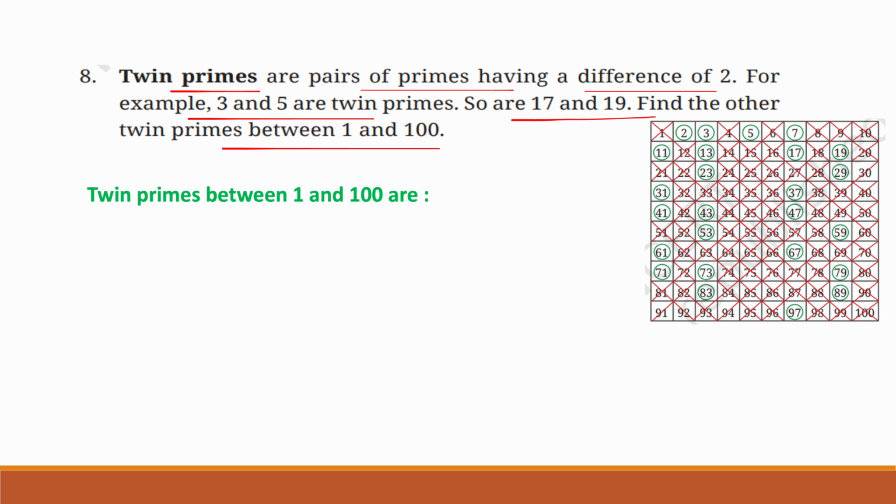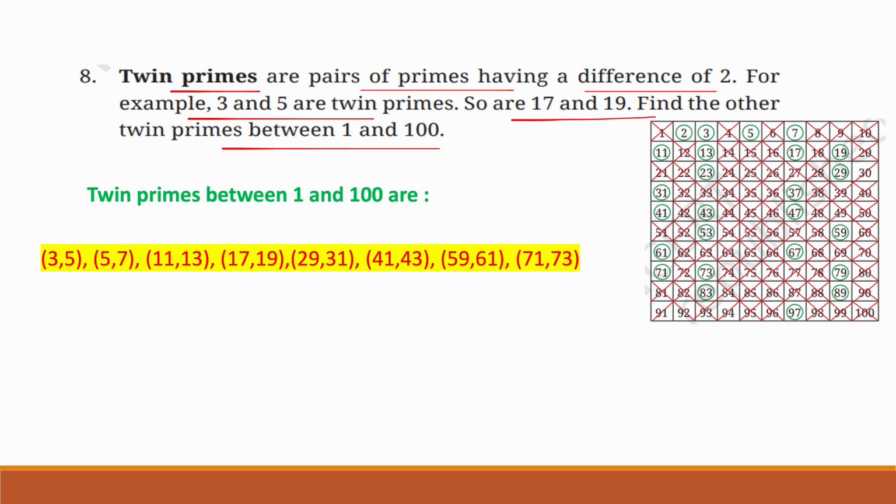Twin primes between 1 and 100 are 3, 5, then 5, 7, 11, 13, 17, 19, 29, 31, 41, 43, 59, 61, 71, 73.